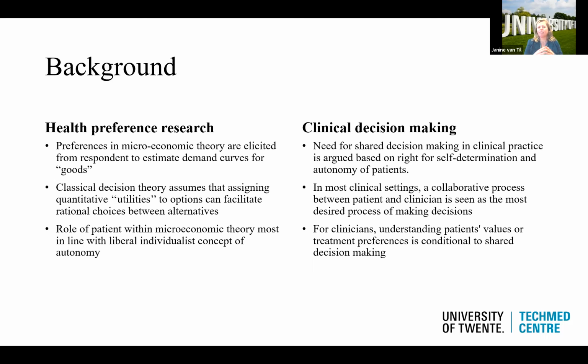When we look at the role of patients within microeconomic theory, this is most in line with a liberal and individualistic concept of autonomy, of who should make a decision. When we look on the other hand at the need for shared decision-making in clinical practice, this is argued based on the right for self-determination and autonomy of patients. And in most clinical settings, we argue that a collaborative process between patients and clinicians is seen as the most desired way of making decisions. And for patients and clinicians to engage in such a collaborative process, of course, the patient must be informed about their alternatives, but also clinicians must understand patient values and treatment preferences. And that is often how we argue the role of health preference research within clinical decision making.